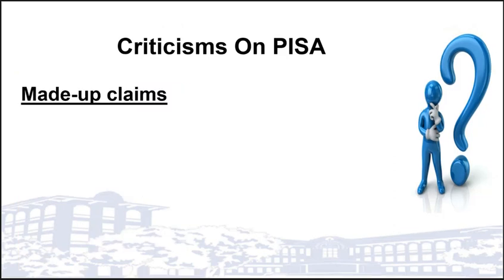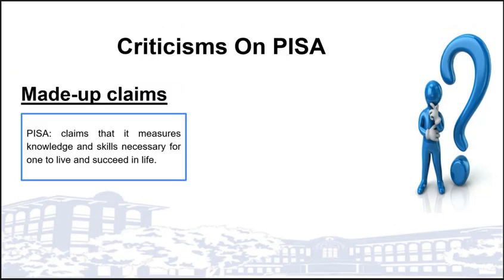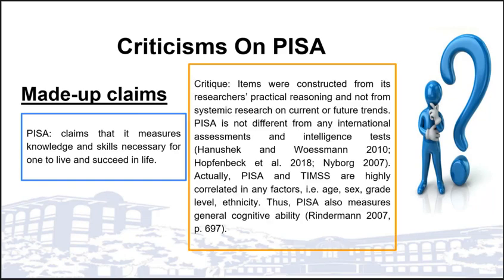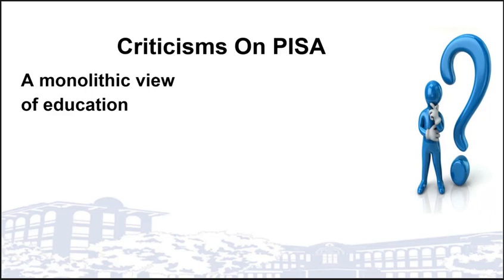Next, PISA claims that it measures knowledge and skills necessary for one to live and succeed in life. Upon close analysis by researchers, they found out that questions in PISA, just like TIMSS, also measure general cognitive ability. It is not different. Further, PISA showed no research on current or future trends upon which they based their questions. PISA's view of education is monolithic.